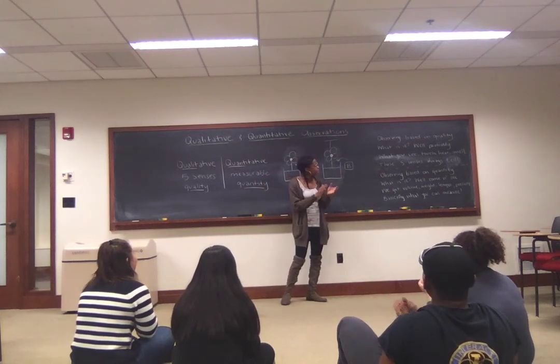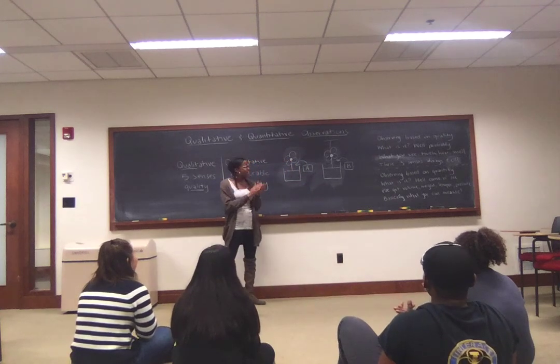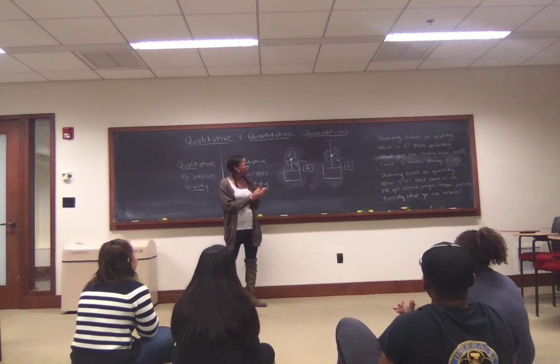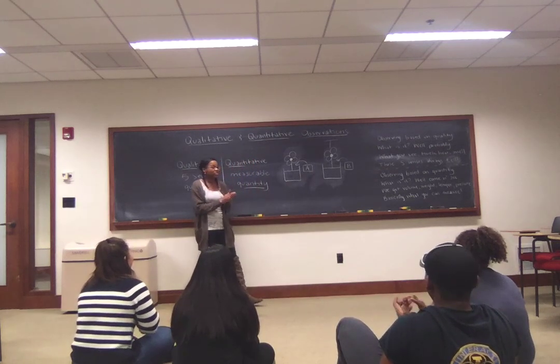Observing based on quality. What is it? Well, probably what you see, touch, hear, smell. Those 5 senses always tell. Observing based on quantity. What is it? Well, come and see. We got volume, weight, temperature, pressure, basically what you can measure.